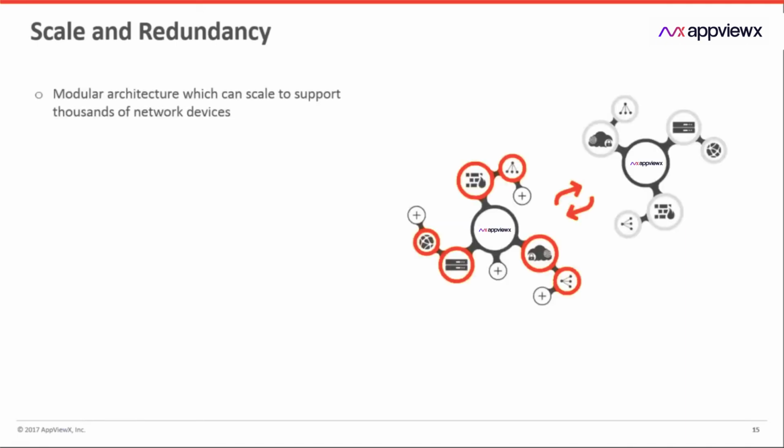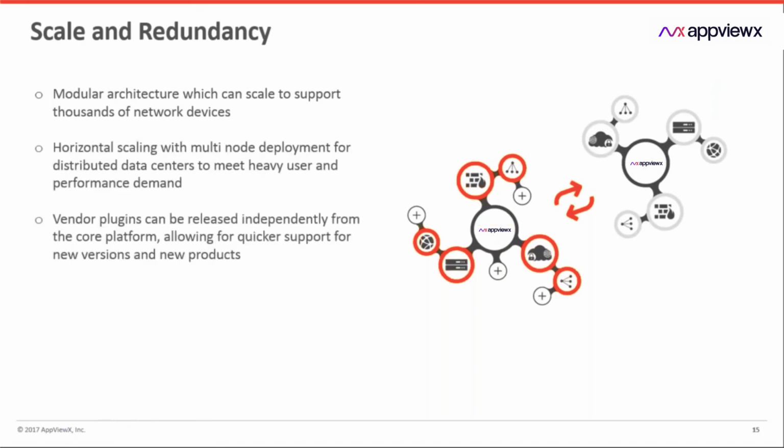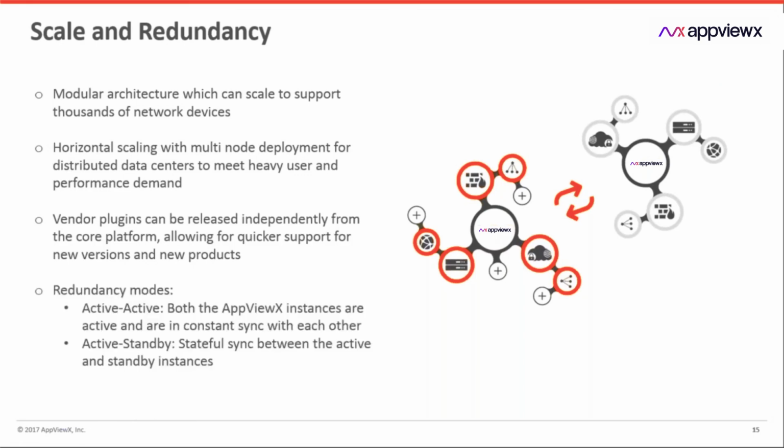The number of certificates in your enterprise is growing every year in line with the increasing use cases. Can our product scale to meet your requirements? Yes. Our modular architecture can scale to support thousands of network devices. We also support horizontal scaling with multi-node deployments to meet heavy user and performance demands. To quickly support newer versions or products released by your vendors, we have vendor plugins that can be independently released from the core platform. And we have two redundancy modes for any unforeseen circumstances, active-active and active-standby for disaster recovery.